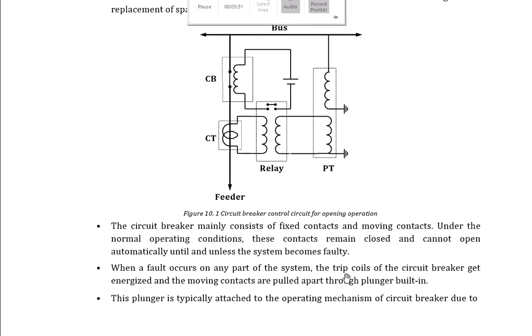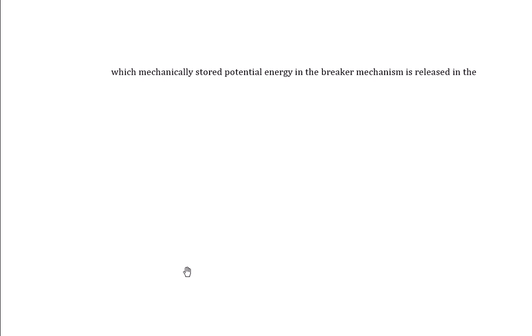So when a fault occurs on any part of the system, the trip coils of the circuit breaker get energized and the moving contacts are pulled apart through a built-in plunger. This plunger is typically attached to the operating mechanism of the circuit breaker, and the mechanically stored potential energy in the breaker mechanism is released. So this is our basic function of the protection system.